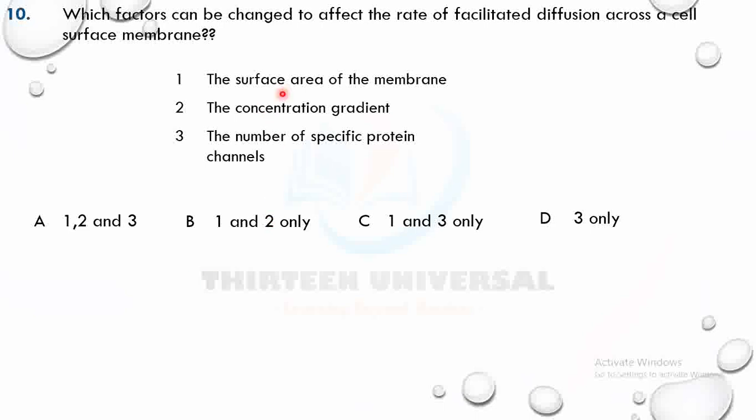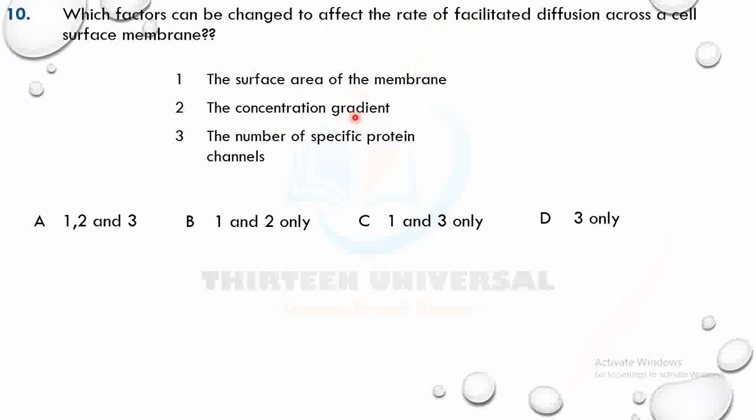So these are the factors that affect the rate of diffusion. Surface area, yeah. The higher the surface area, the higher the rate of diffusion. There's a positive, proportional relationship here. Surface area increases, rate of diffusion also increases.